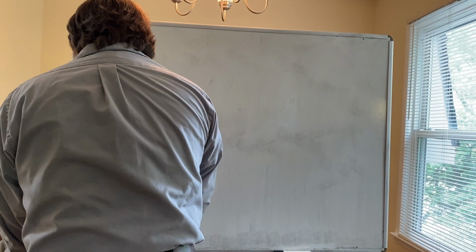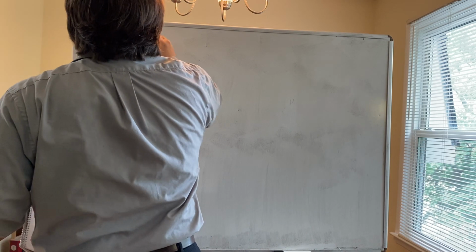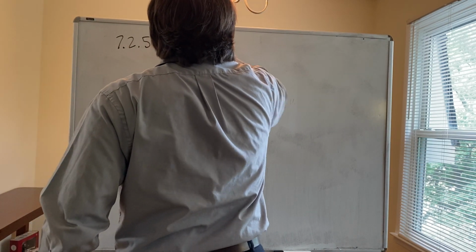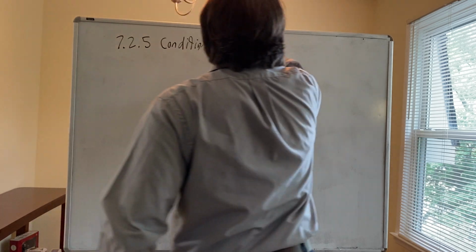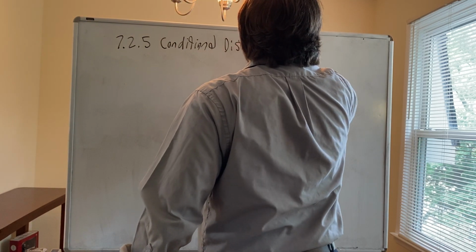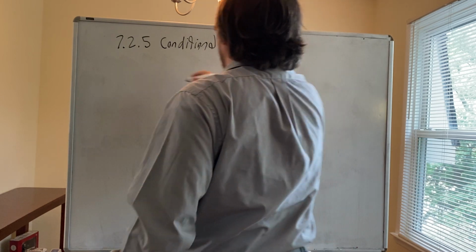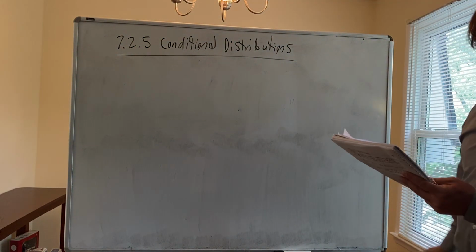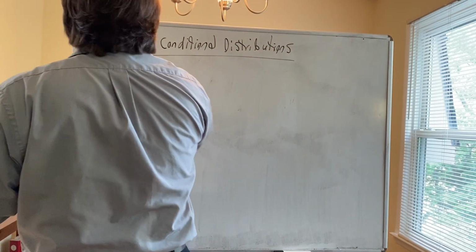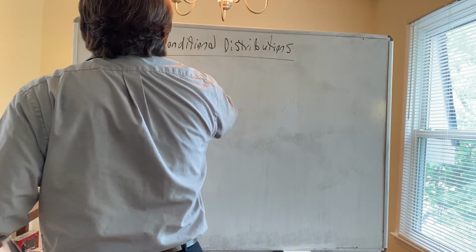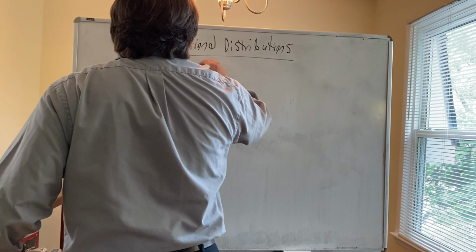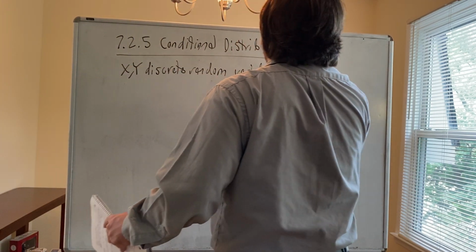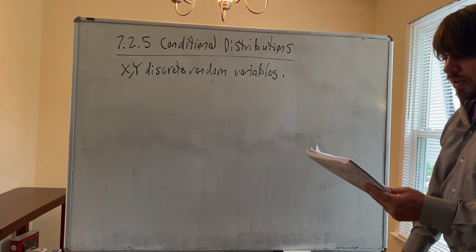Okay, so 7.2.5. So 7.2.5 is on conditional distributions. Okay, so conditional distributions. Let X and Y be discrete random variables.